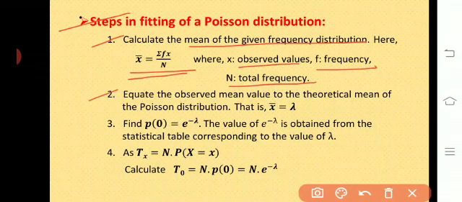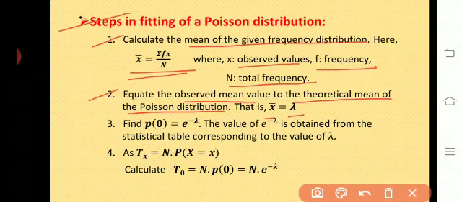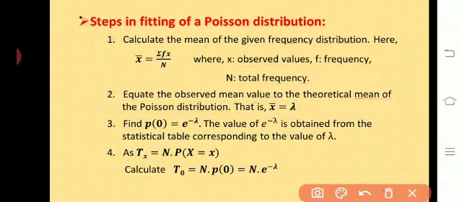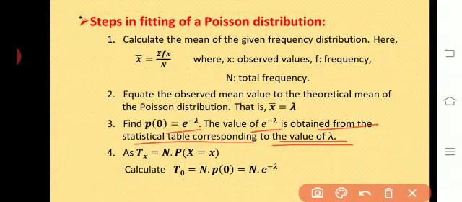Now the second step is to equate the observed mean value to the theoretical mean value of the Poisson distribution. That is, x bar is equal to lambda. We know that x bar is the observed mean and lambda is the theoretical mean of the Poisson distribution. Then the third step is to find P of 0 equal to e raised to minus lambda. The value of e raised to minus lambda is obtained from the statistical table corresponding to the value of lambda. In the Poisson table, we can find the value of e raised to minus lambda for P of 0.